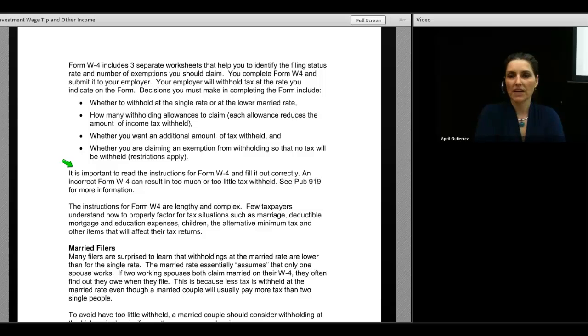Now this is a class for tax preparers. Why am I explaining to you how to fill out a W-4 form? Well, because how many of us have ever had a client that we told them they owed and they were upset by that and wanted to know why they owed?